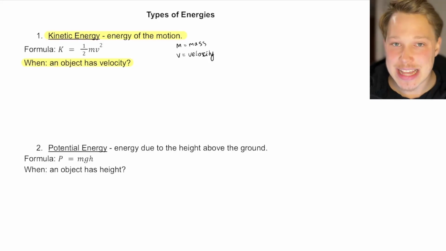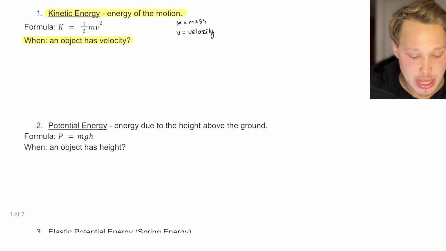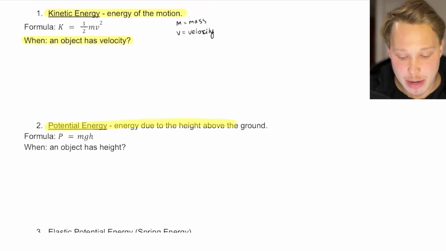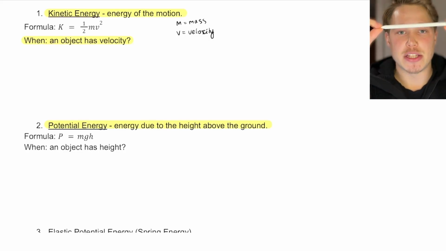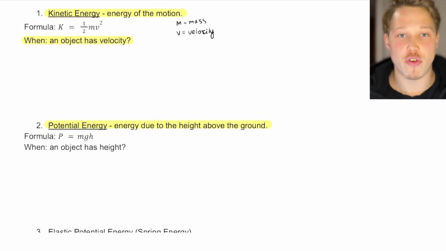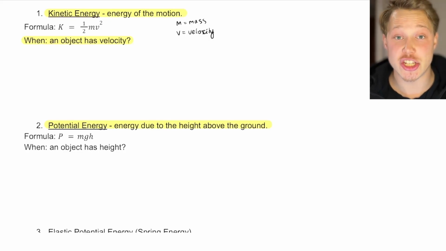Let's take a look at the second type of energy. The second type of energy we'll learn about is the potential energy. It's the energy due to the height above the ground. So let's say, for example, I raise this pencil above the ground. I give it some sort of energy, because if I let it go, it's going to start falling. This type of energy that objects have given their height above the ground is called potential energy.